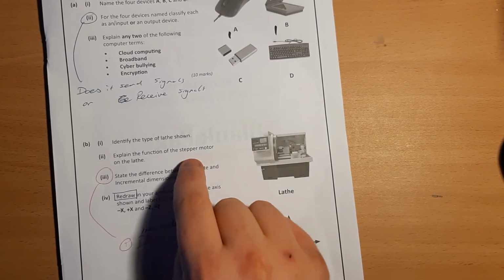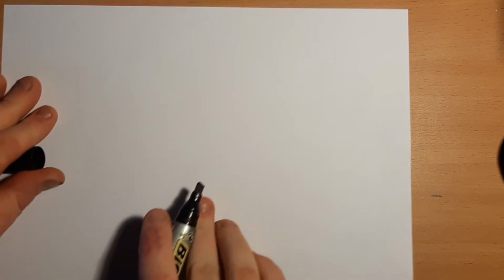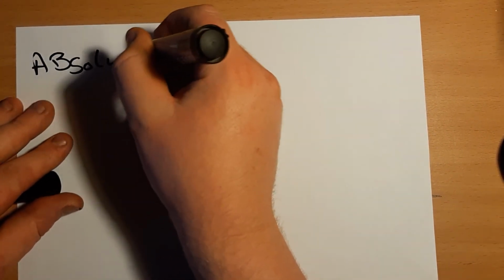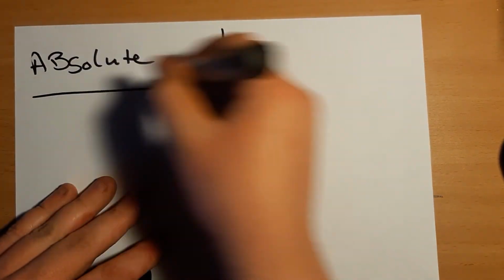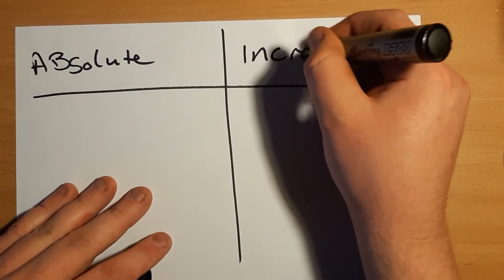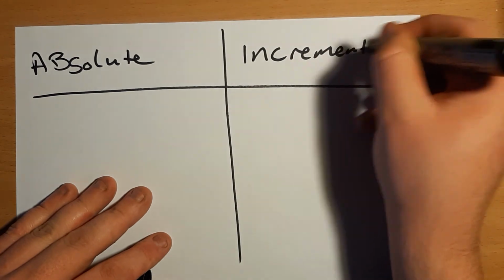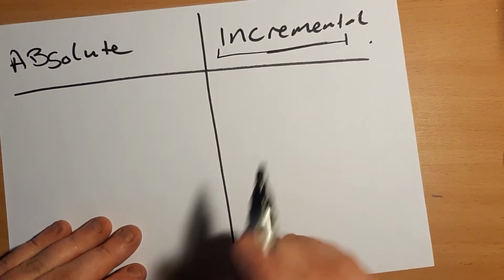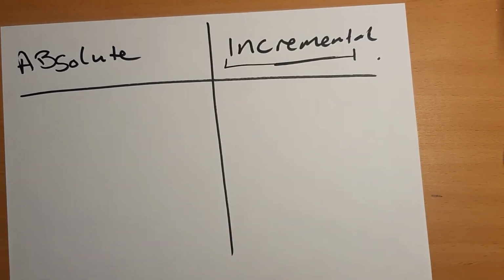So steps, stepper. The difference between absolute and incremental. That let a lot of people down. Okay, absolute and incremental. So the first thing you have is absolute, and then incremental. Keyword there, increment. If something's done in increments, it means it's done in small pieces.